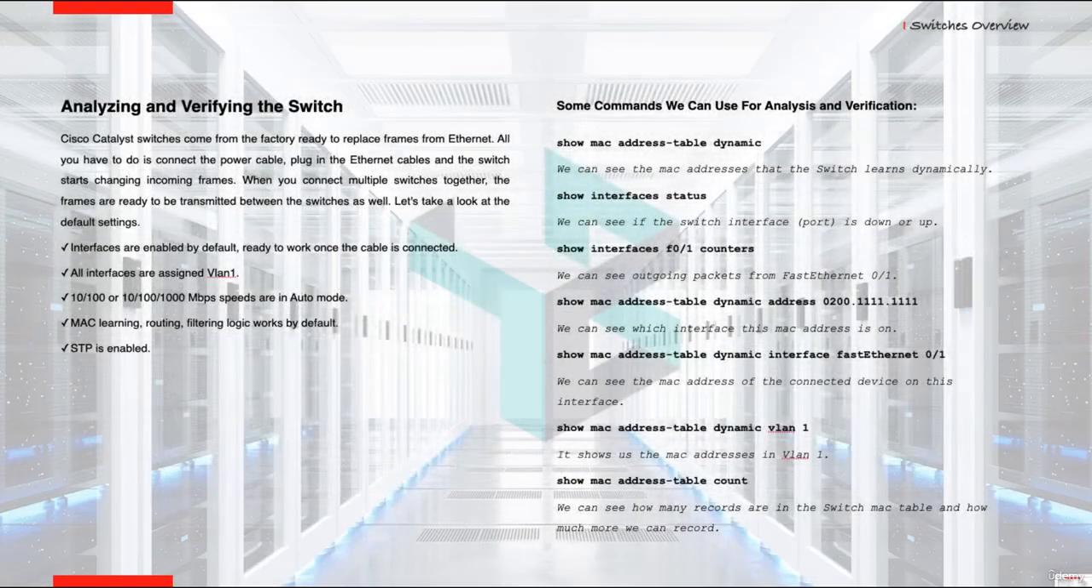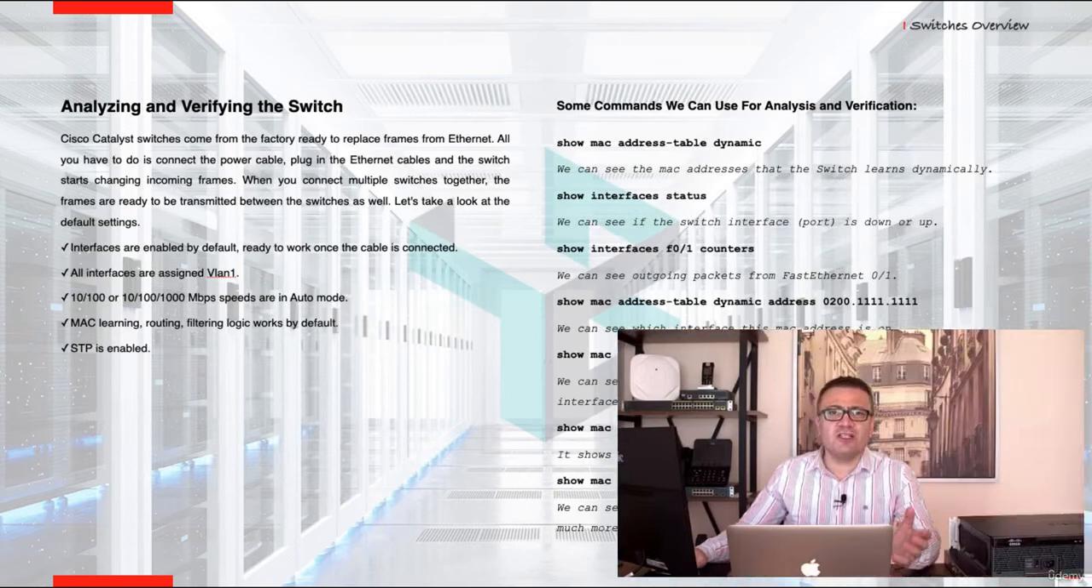Let's look at the commands we use to analyze and verify switches on this page, but before we look at these commands, let's take a look at the default settings of our switch. By default, interfaces are enabled on switches. After connecting the cable, it starts working; all we have to do is plug in the switch and connect the end user devices to the ports. These ports work at 10/100 megabits or 10/100/1000 megabits. These vary depending on the model of the switch.